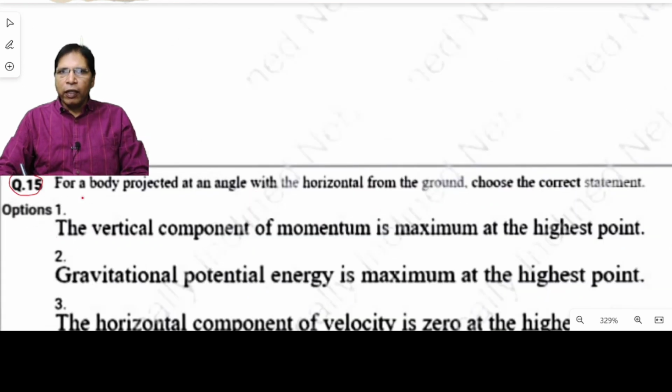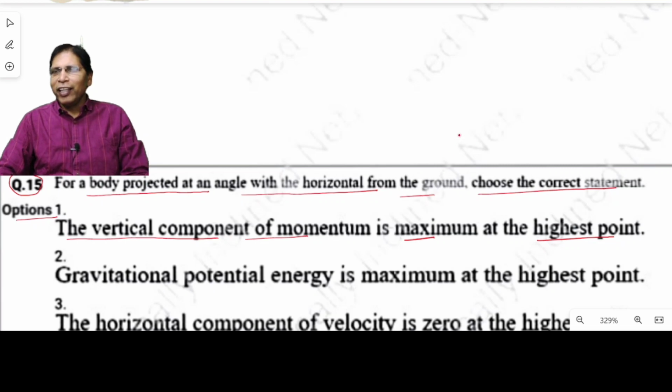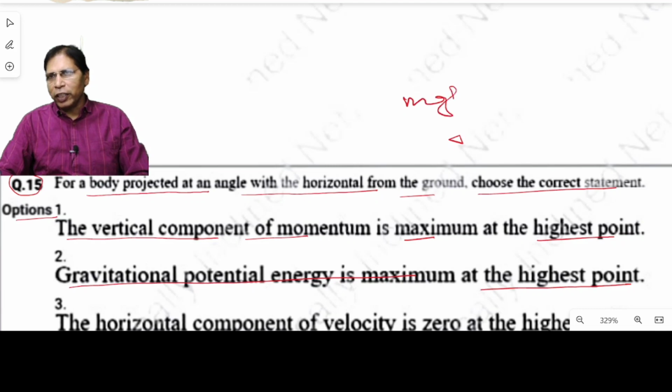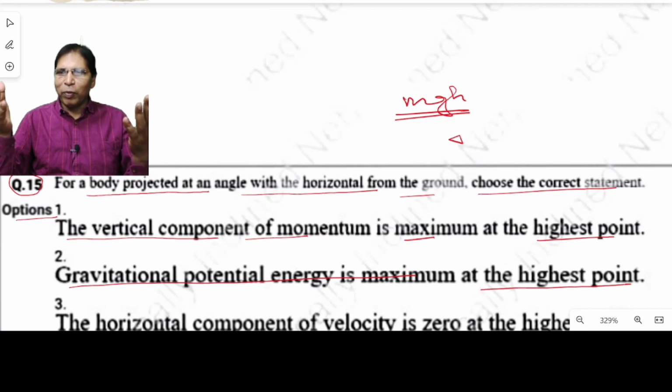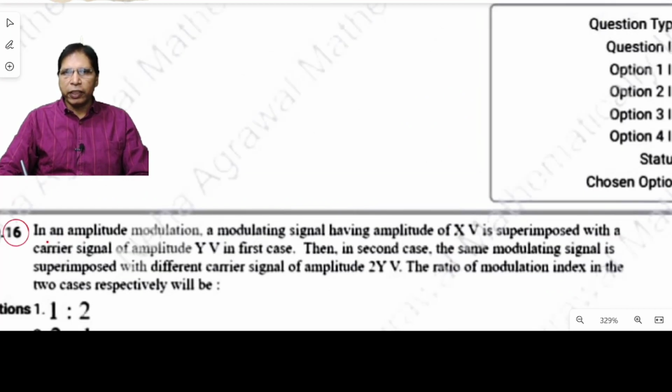Now question number 15. For a body projected at an angle with the horizontal from the ground, choose the correct statement. Option 1: the vertical component of momentum is maximum at the highest point. No, the momentum is highest at the point of projection. Option 2: the gravitational potential energy is maximum at the highest point. The gravitational potential energy is maximum when h is maximum, so at the maximum height gravitational potential energy is maximum. Option 2 is correct.